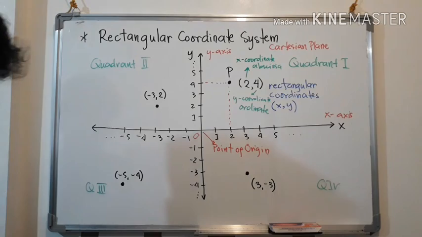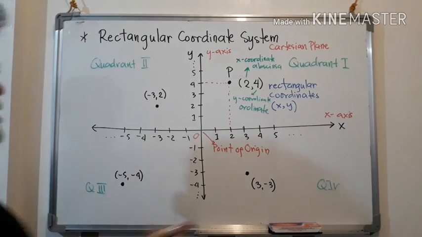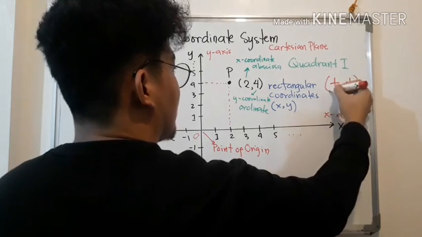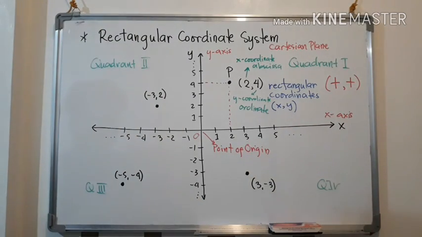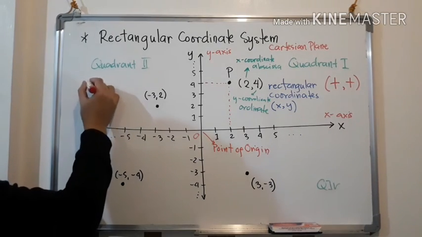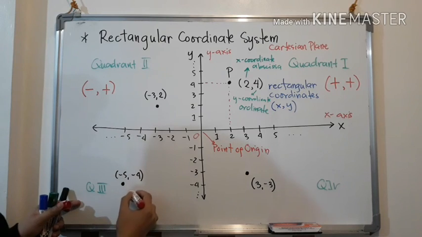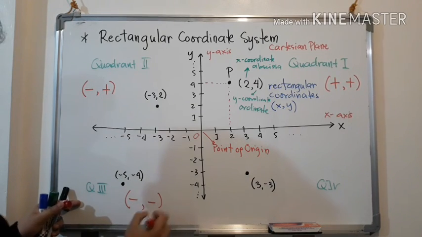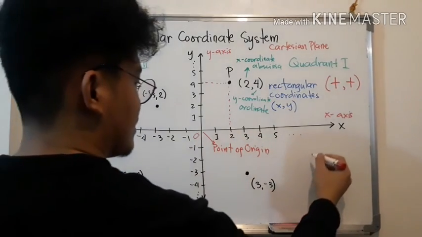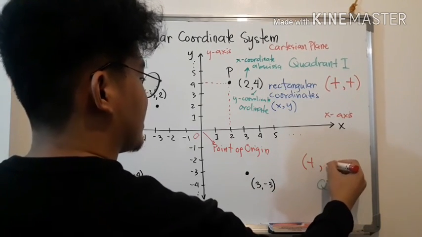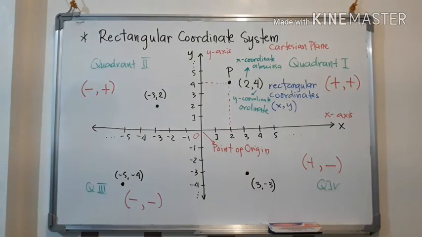To recall: in quadrant 1, our rectangular coordinates are positive, positive. For quadrant 2, it's negative and positive. For quadrant 3, both are negative. And in quadrant 4, the abscissa is positive and the ordinate is negative. So, that's it with the rectangular coordinate system.